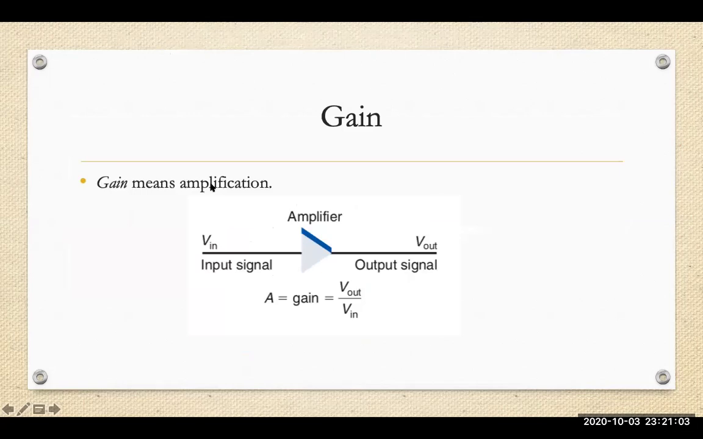Now let's proceed to the next page. The next parameter here is the gain. Gain for most amplifiers means amplification. We have here the input signal, V in, and V out is the output signal, in terms of voltage. Gain is a unitless parameter. It is the ratio of the output signal over the input signal. Again, this is a unitless parameter.